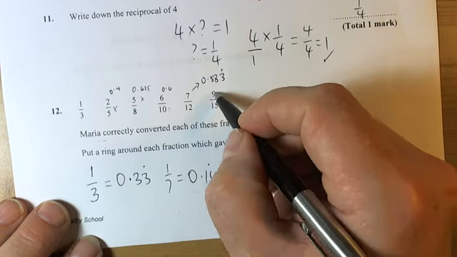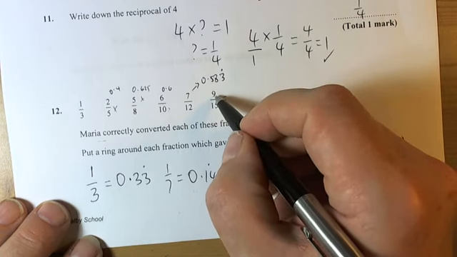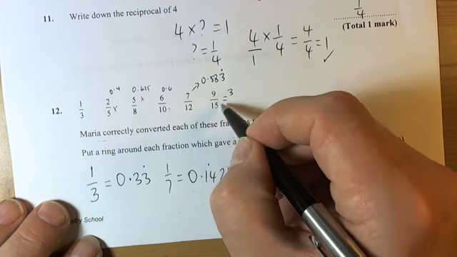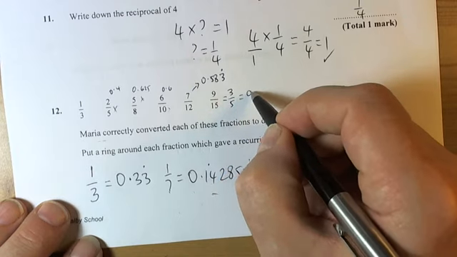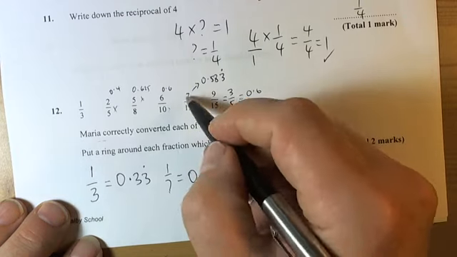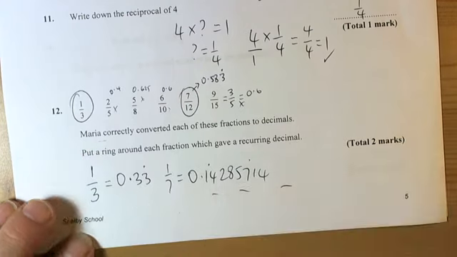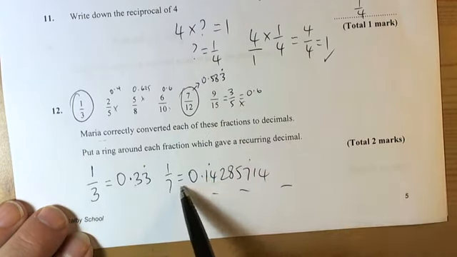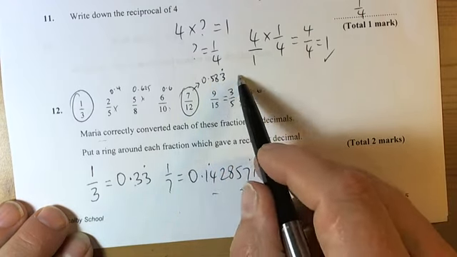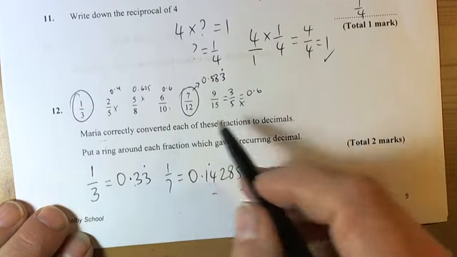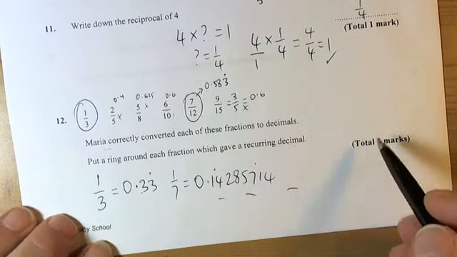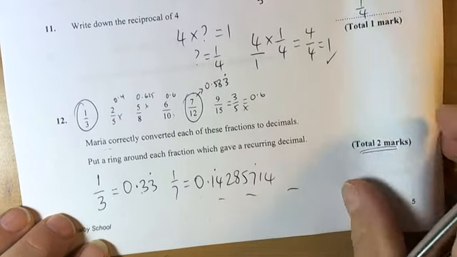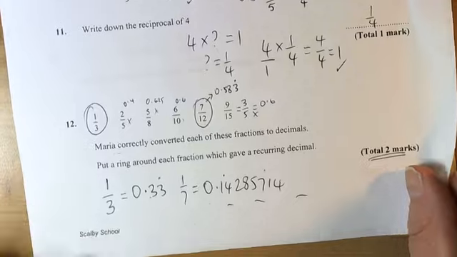9/15, well, let's have a look. This cancels down, so let's make it a bit simpler to deal with. So divide that by 3, divide that by 3, 3/5, and that's 0.6, so that doesn't recur. So there are 2 fractions in here that recur. The third, 0.333, and the 7/12, 0.58, and then the 3 goes on forever. So those are the 2 that you circle. Worth 2 marks, so they were kind of giving you a clue that you were looking for 2 of them.